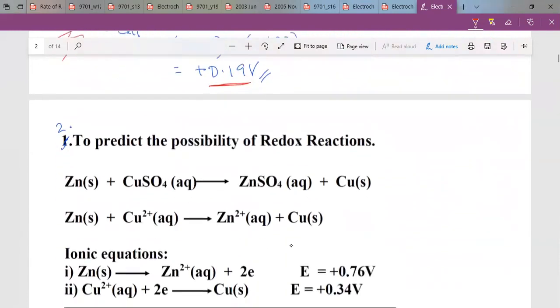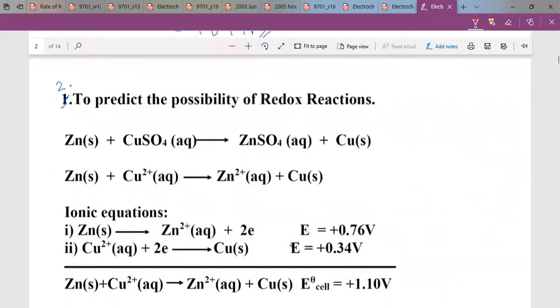All right. Now the second one, of course, is to predict possibility of redox reaction. Now this you have done in Form 5 before, right? Remember, the reaction has got reagents, no products yet. Reactants only. If they react, if it's possible, it will give you your products. So products are not there. In this case, I got 2 reagents, zinc and copper sulfate. So I got a solution of copper sulfate.